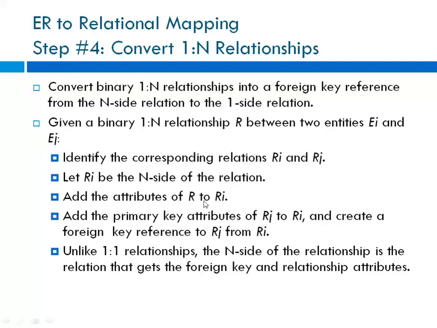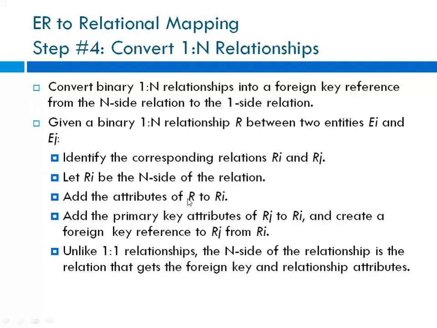Given a binary one-to-many relationship R between two entities Ei and Ej, identify the corresponding relations Ri and Rj. So for Ei the table name is Ri, for Ej the table name is Rj. Let Ri be the n side of the table. So among these two tables, let us suppose Ri is the table which contains multiple values for the one-to-many relationship. Add the attributes of the relation to Ri. So whichever is the n side, to that table we will add the attributes of the relation.